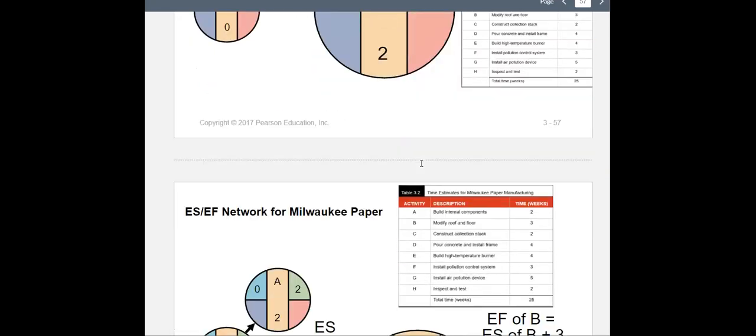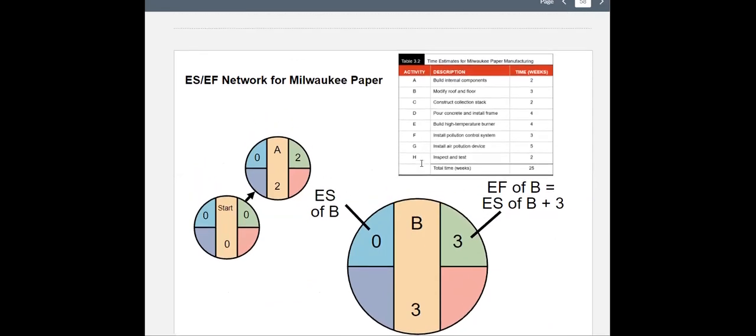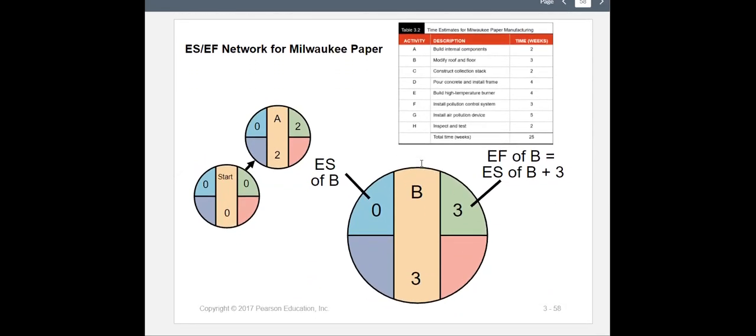Right? Then the next one is activity B. How do we know these? These are information that you learned earlier in the last session from a table that tells you how to graph the network. So you already know how the network looks like. You're just filling up numbers.